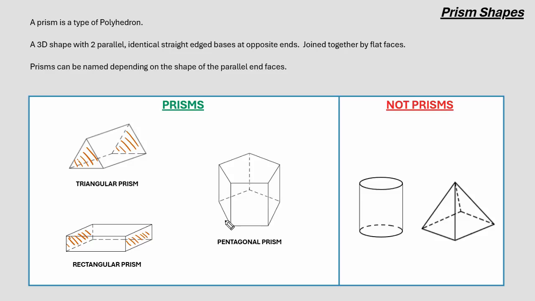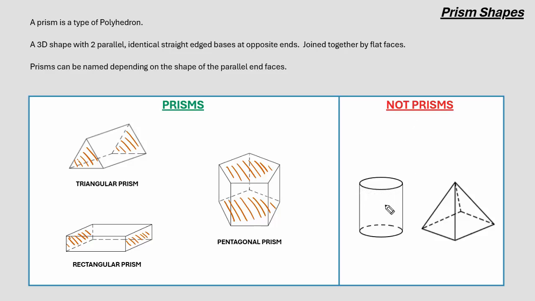For another example, we can have a pentagonal prism. The lower base and the top base are pentagons, joined together by 5 rectangle faces. Now the two shapes on the right side here are not prisms.